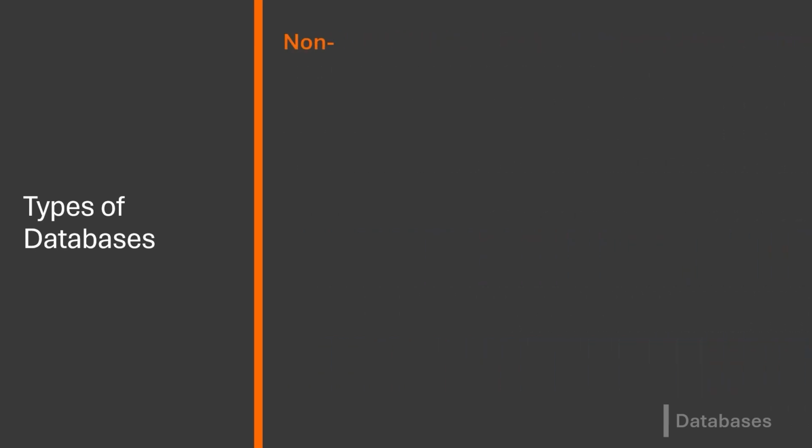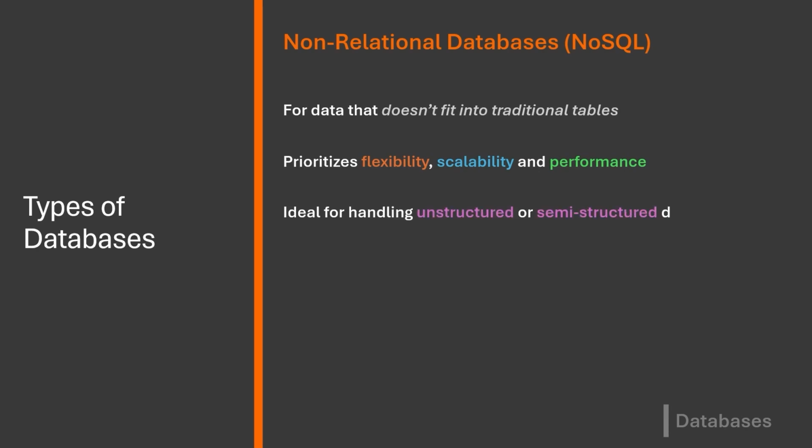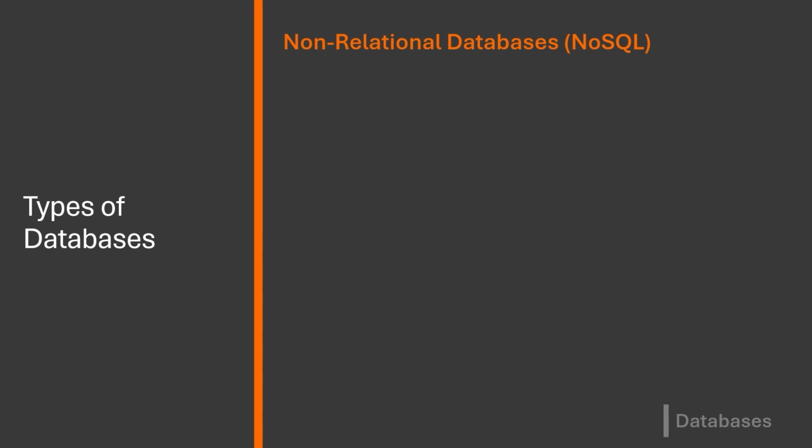Then we have non-relational databases, also referred to as NoSQL. Non-relational databases are designed to handle data that does not fit neatly into traditional tables. These databases prioritize flexibility, scalability, and performance, making them ideal for handling large-scale, unstructured, or semi-structured data. There are different types of NoSQL databases.